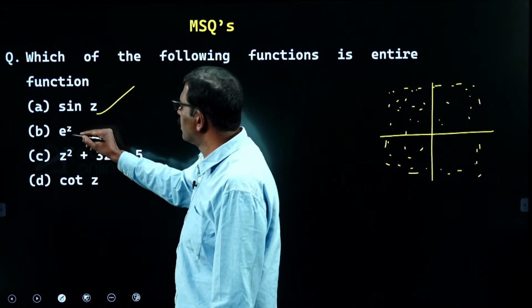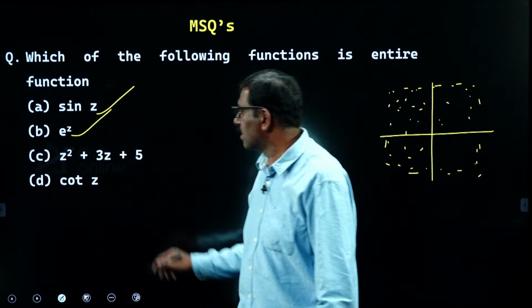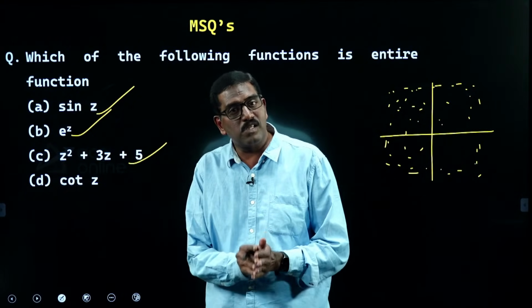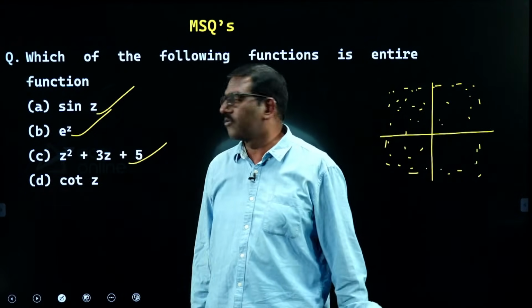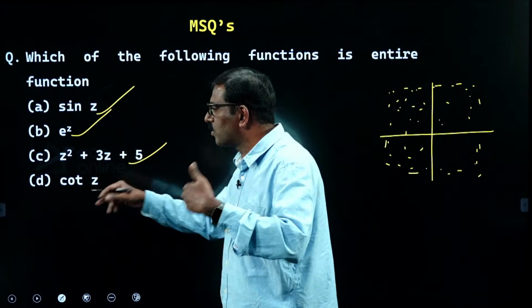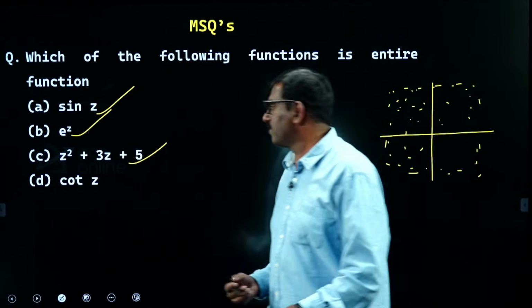Even the exponential function is analytic everywhere. Another standard one is the polynomial function. Polynomial functions are also analytic everywhere. So, these three are standard entire functions. Now, the fourth one is a doubt. Is cot z entire or not?